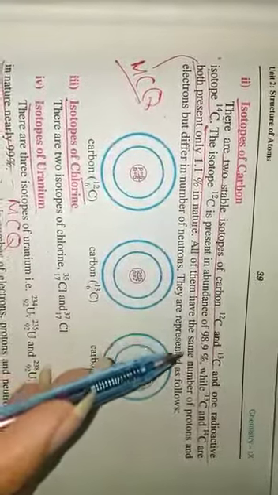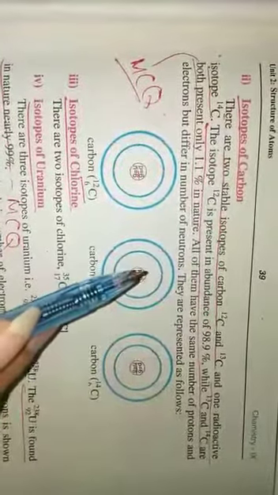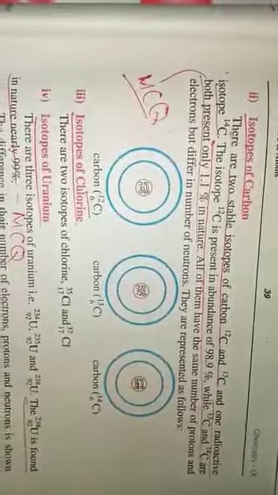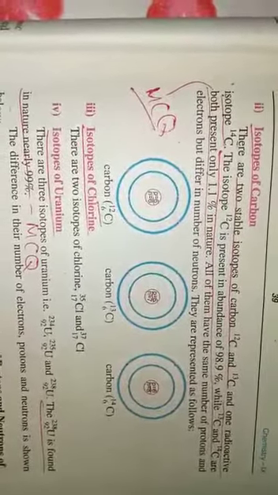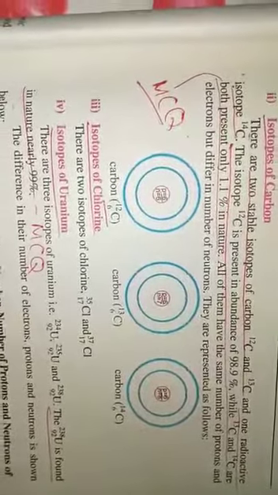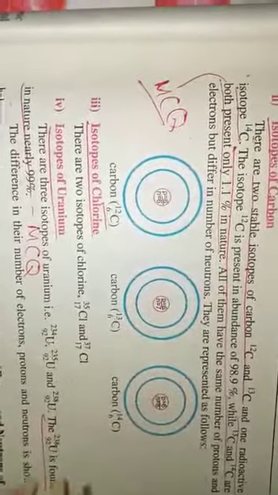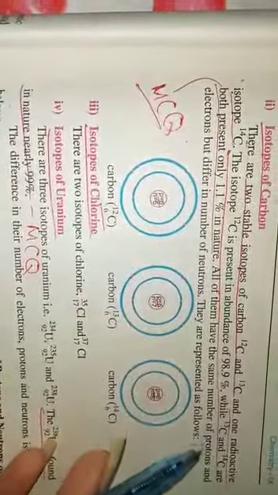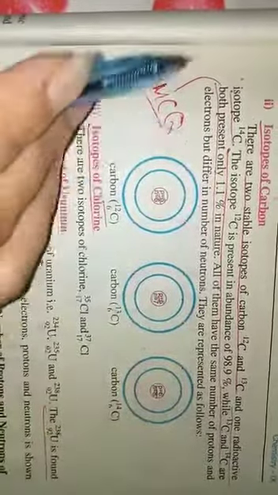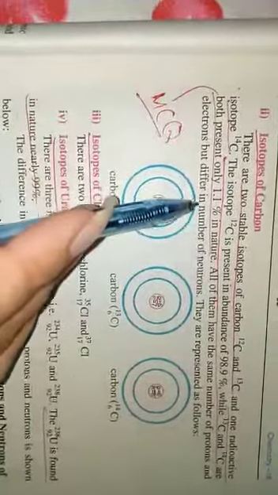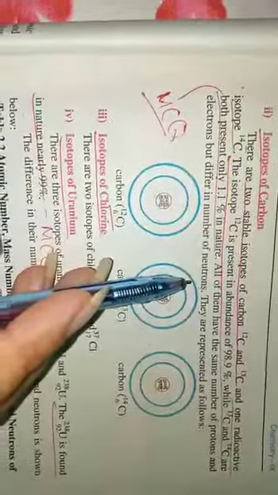All of them have the same number of protons and electrons, but the difference is only in the number of neutrons. According to the definition of isotopes, isotopes always have the same number of protons. If they have the same number of protons, it means they have the same number of electrons, but there will be a difference in the number of neutrons.